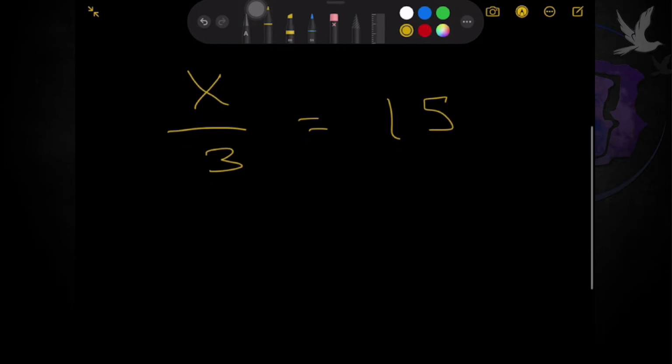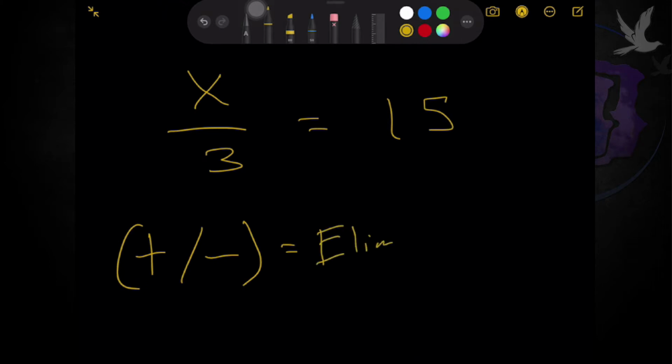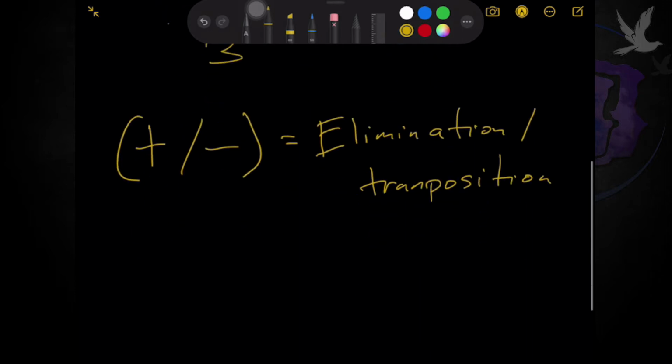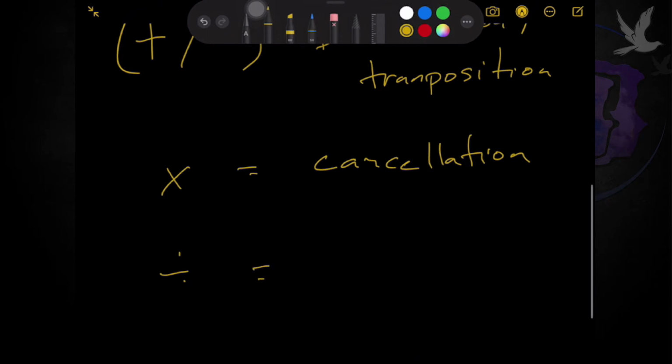And the process called here, kung sa addition and subtraction, it is called the elimination or the transposition. Pagdating sa multiplication, it is cancellation. Pagdating ngayon sa division, it is called cross multiplication. Again, sa division, it's called cross multiplication.